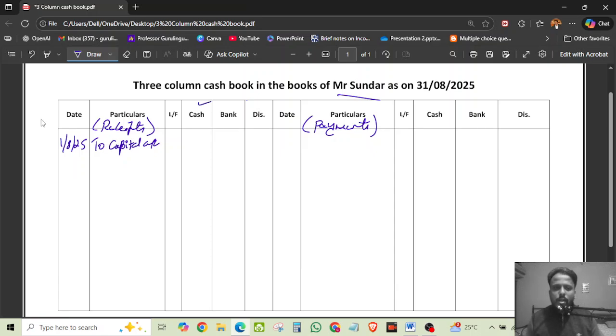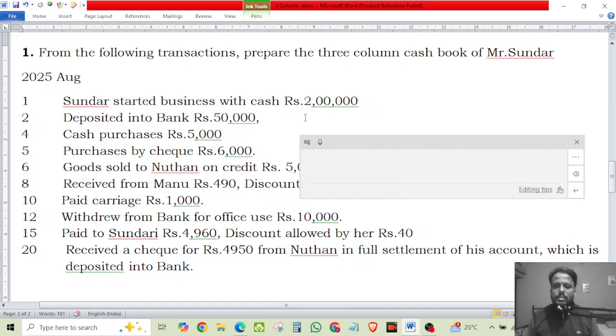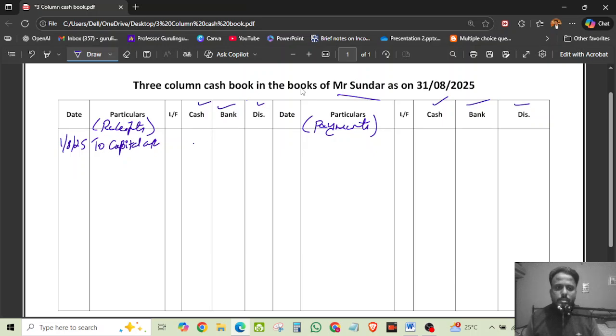Date, particulars, already I have told. There will be 3 special columns: cash, bank, and discount. So in the credit side also cash, bank, and discount. So to capital, a question arises now: where to write this amount, whether in cash or bank or discount. Simple, Sundar has started a business with cash, so therefore you are supposed to mention it in cash only. That is 2 lakh rupees. I am writing the value here, that is 2 lakh in cash column. There is no bank, there is no discount in this case.